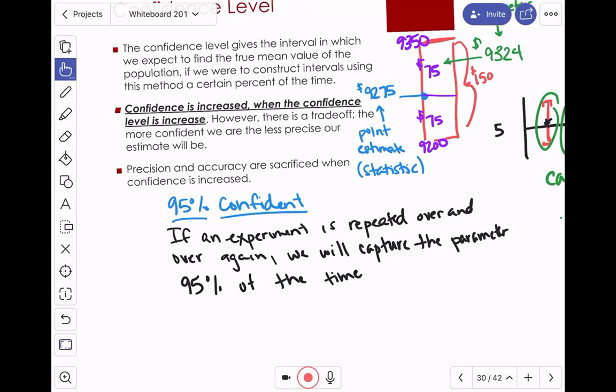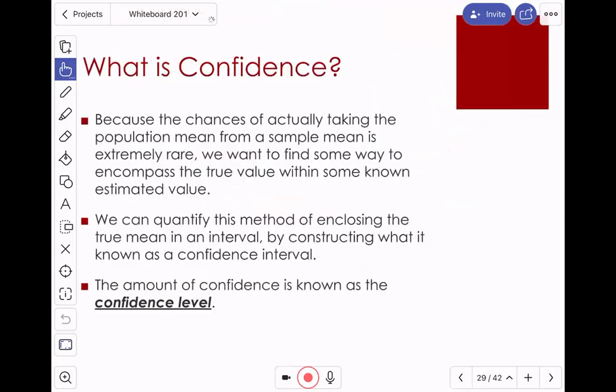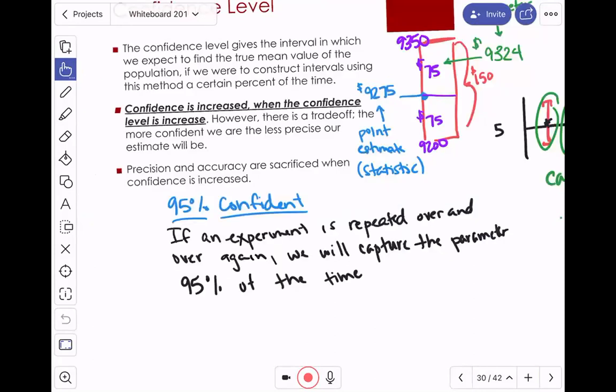So question is this, which one has a larger width? Do you think you have a larger width with more confidence or a larger width with less confidence? More confidence. The bigger the confidence level, the larger the width. So confidence is increased when the confidence level also increases. So our confidence level is what we're saying at 95%. If we increase that, we get a wider width, we get a bigger width.